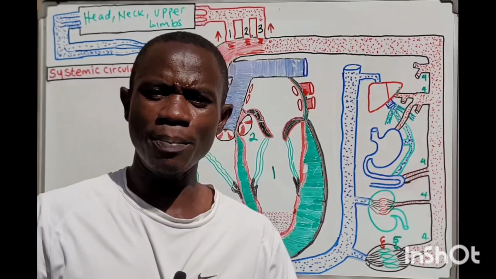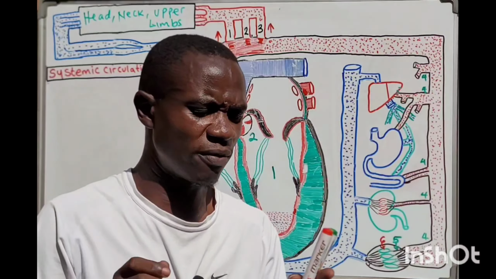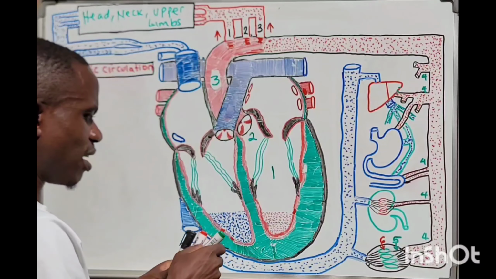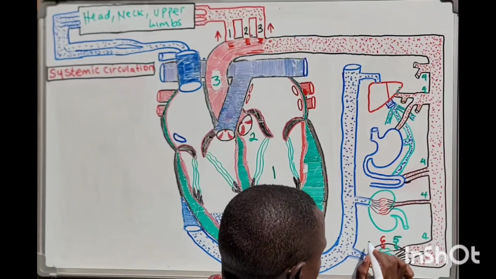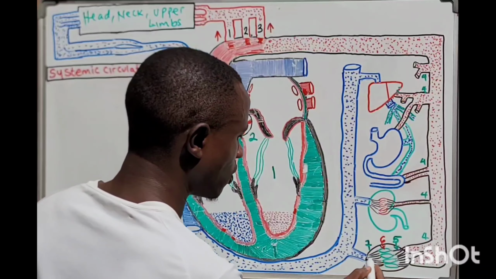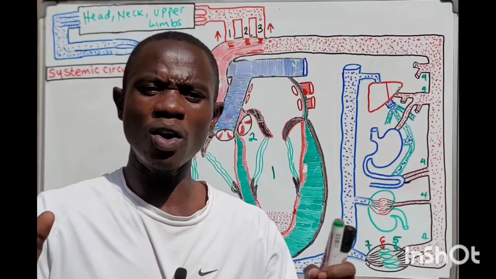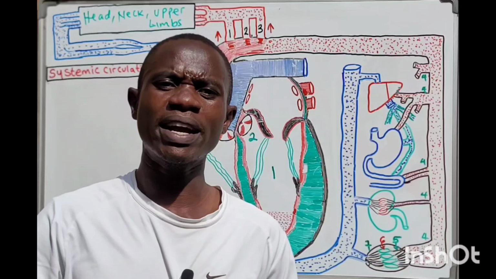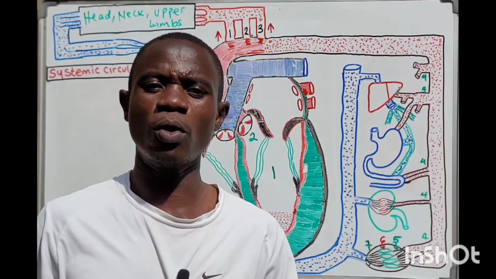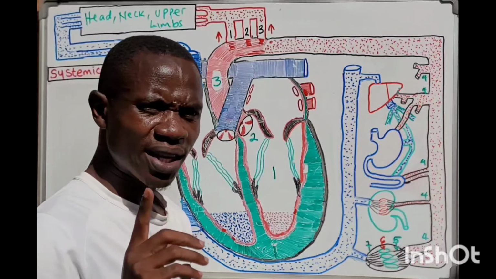Now, after the capillaries, we have the post-capillary vessels, which are very important. These post-capillary vessels are the venules. So this one here is the venules. Now, what happens is that multiple venules are going to be coming together and they make a big vein.